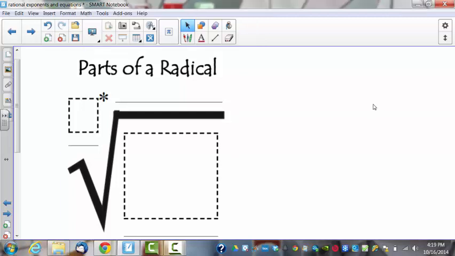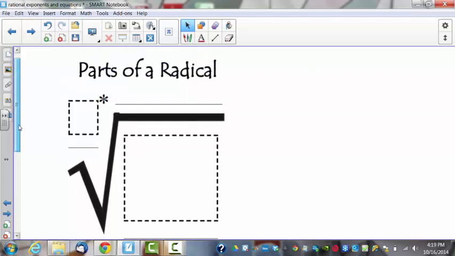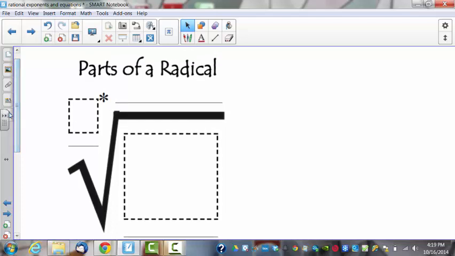Hi everyone. We're going to be talking about rational exponents and radicals. So let's go ahead and review the parts of a radical. Now you should have this handout already, and this is going to go in your interactive notebook.